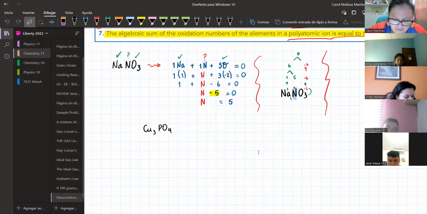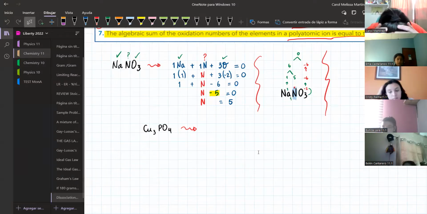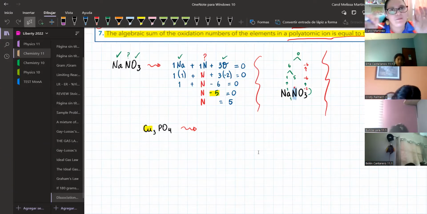Okay, what is the name of this compound, by the way? Copper phosphate. Okay, as a review as well. Copper is a transition metal that has multiple charges, +1, +2, okay? So it has 2 possibilities.